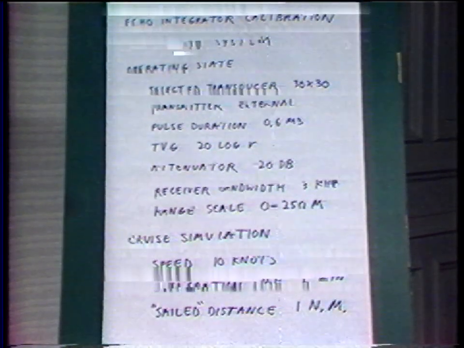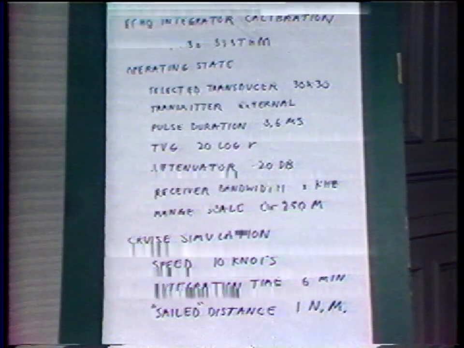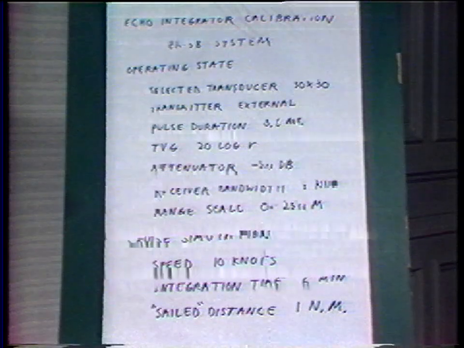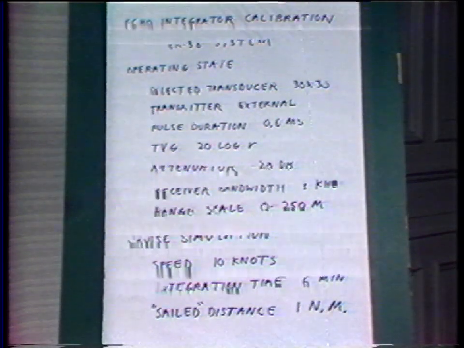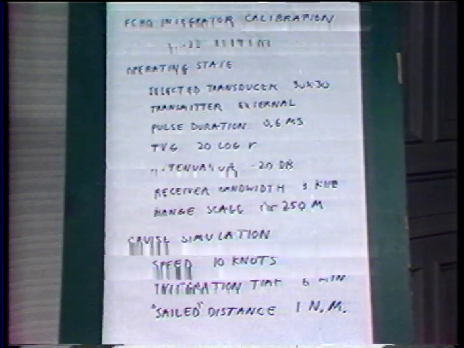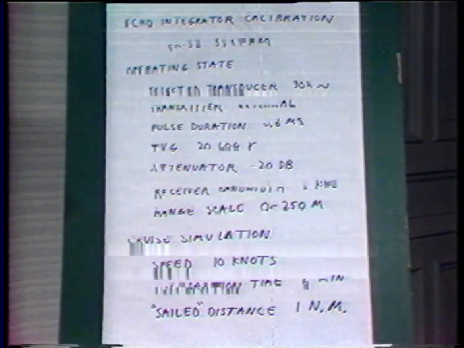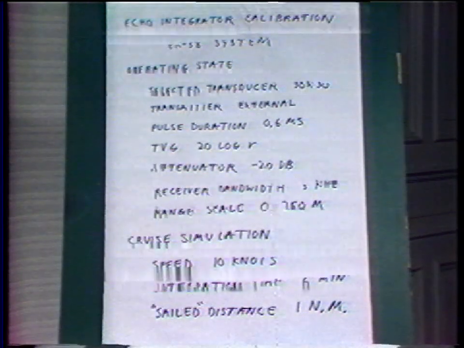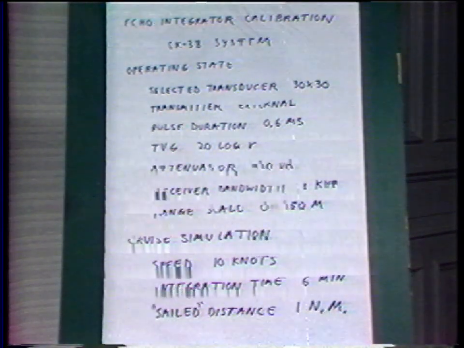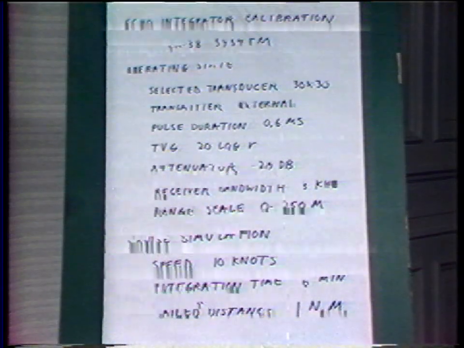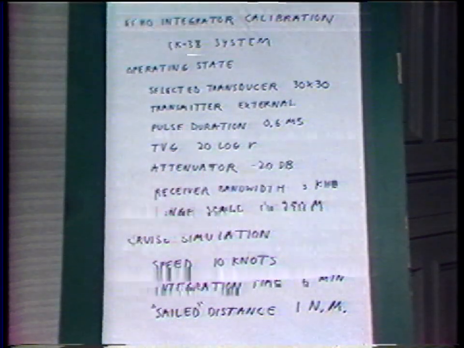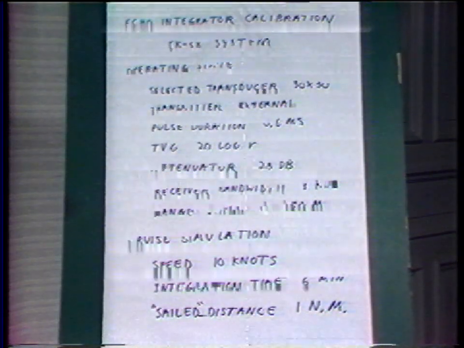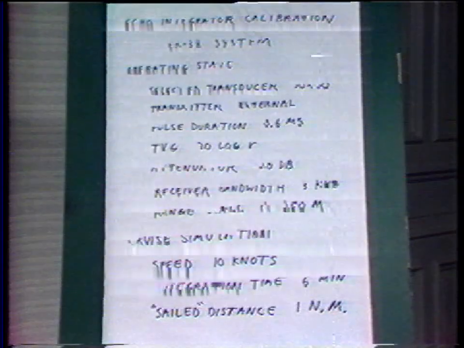The echo integrator is also adjusted for normal cruise operation. This might involve simulating a constant vessel speed and using an observation time corresponding to a unit sail distance. Nominal settings might be, for example, 10 knots for the speed, 6 minutes for the integration time, hence 1 nautical mile for the sailed distance. Any other settings may be used, of course, as long as these ensure a large number of integrated pings.